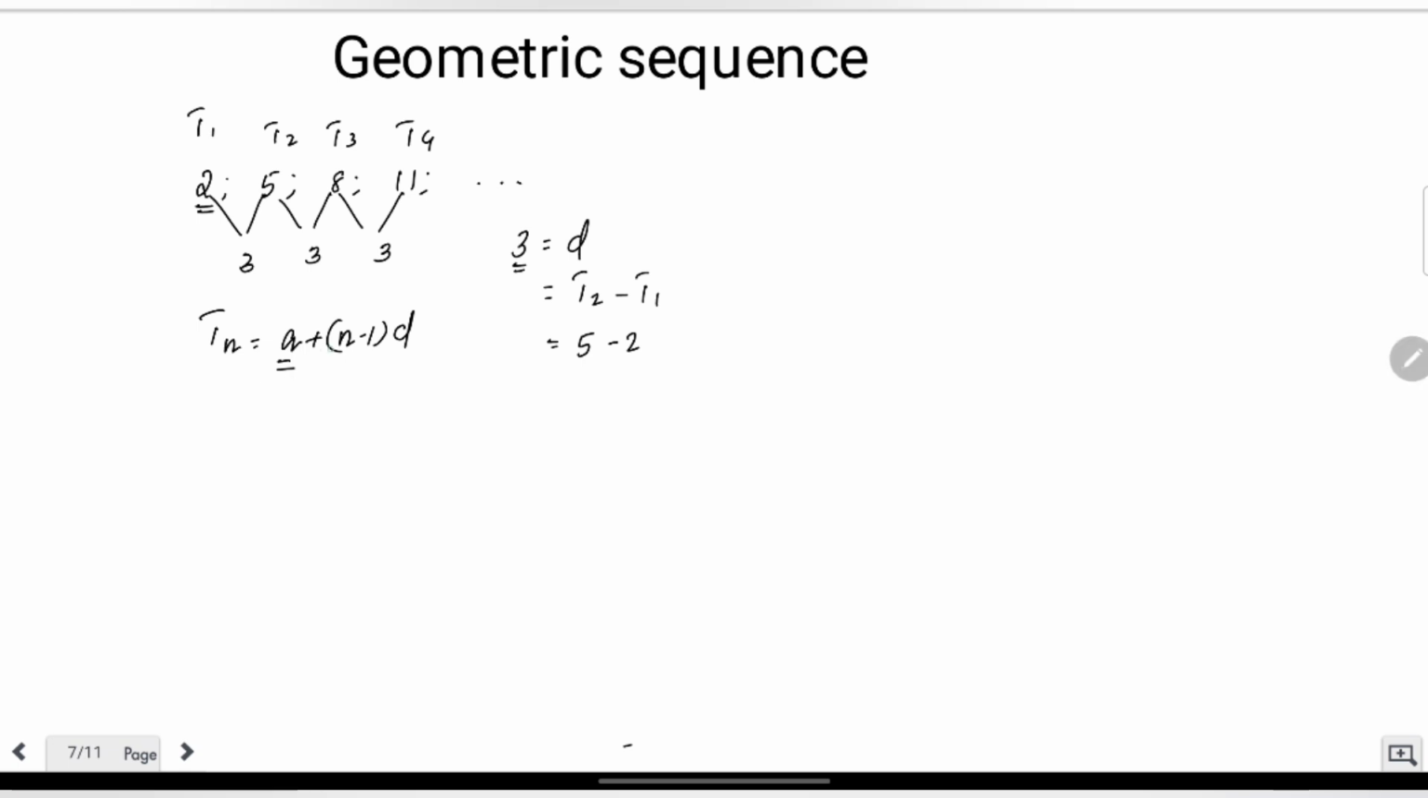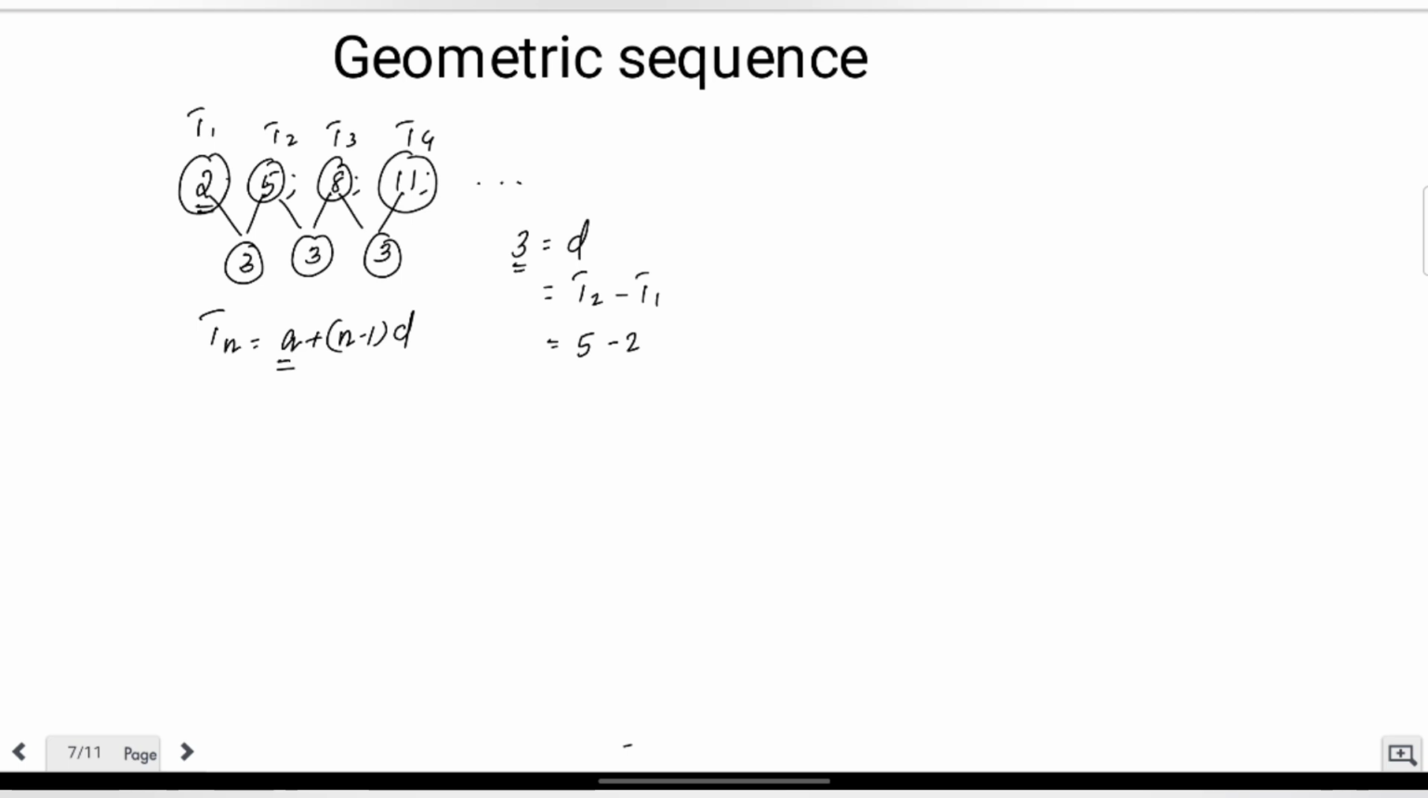So Tn and a are related. Here what is a? a is 2, isn't it? And 2 plus 3 will give you 5. 5 plus 3 will give you 8. 8 plus 3 will give you 11. That's how it is. So if you get the first term and common difference, you can generate that sequence. By adding 3 to each term, you will get the next term, isn't it? So the important items here are a and d.